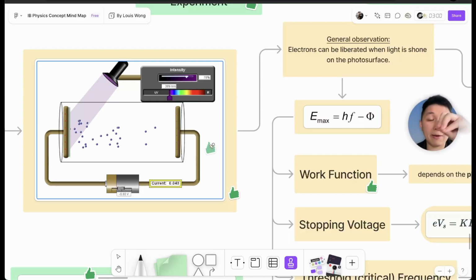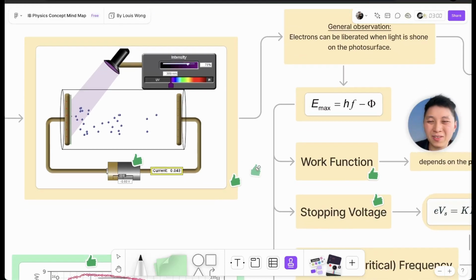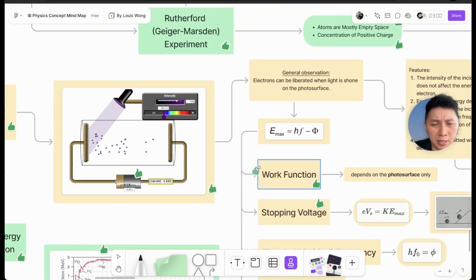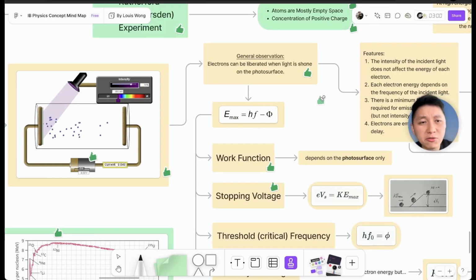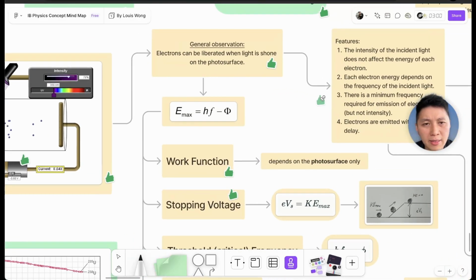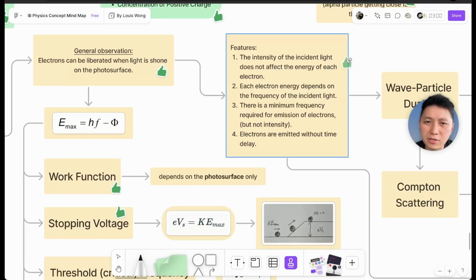Then the electron may be able to go to the other side, and we can measure the current of it. In order to also probe and measure the kinetic energy of it, we use a battery or a certain way to stop them. That's why we will talk about stopping voltage, so that we can make some measurements. The general observation is that electrons will be liberated when light is shone on the photosurface, and it's something really strange we didn't expect.